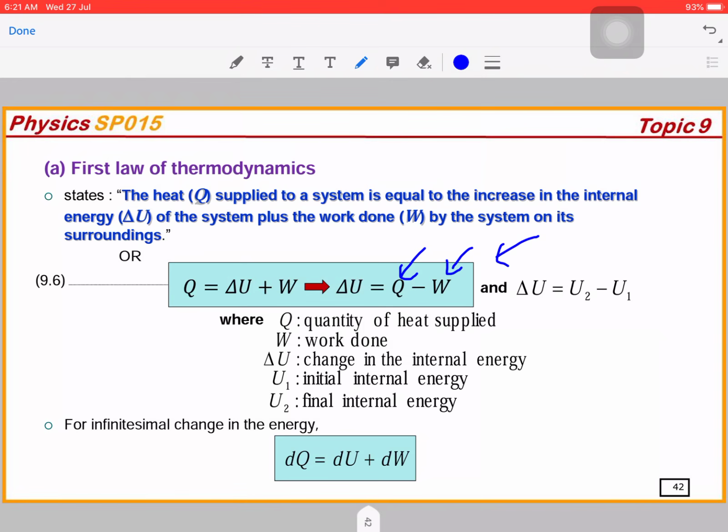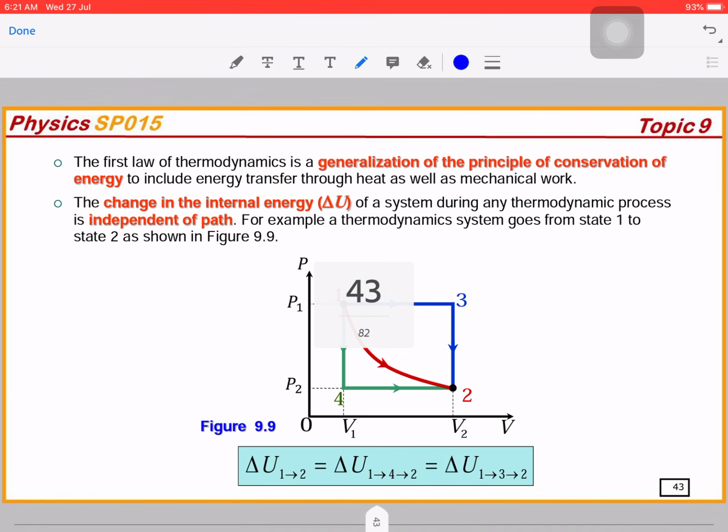And for an infinitesimal change of energy, a very small change, dQ equals dU plus dW. The first law of thermodynamics is a generalization of the principle of conservation of energy to include energy transfer through heat as well as mechanical work. The change in the internal energy delta U of a system during any thermodynamic process is independent of path.